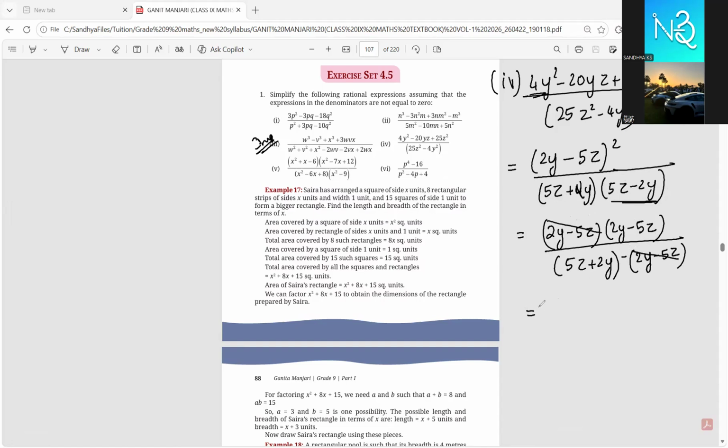So I have a negative over here. So it will become minus of 2y minus 5z divided by 5z plus 2y. That is, when I open the bracket, negative into 2y becomes negative 2y, negative into negative becomes positive. So it will become positive 5z minus 2y divided by 5z plus 2y. That's it.